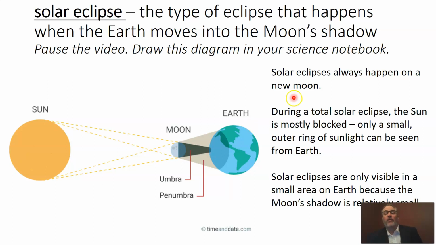So solar eclipses always happen on a new moon, and it's where the sun appears to be blocked out by the moon. So you actually fall in the shadow. So I do want you to pause the video before we move on, and I want you to draw this diagram in your science notebook. It's a great diagram. Yes, I want you to include color.